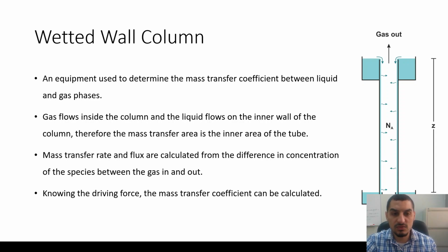So I can tell the difference in the amount of species between the beginning and the ending of the mass transfer process. So I know the amount that's transferred, so I know the flux, and I know the driving force because I know the concentration here and I know the concentration in the gas phase. This is something I can control with this experiment. And I know the area, so I know the rate, I'm sorry, not the flux. So I know the rate, I know the area, I know the driving force. So the only parameter that is not known is the mass transfer coefficient, which I can calculate from the rate equation. So this is the main function of the wetted wall column, to calculate the mass transfer coefficient.